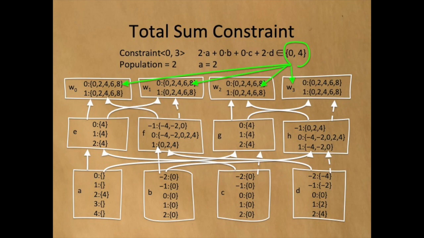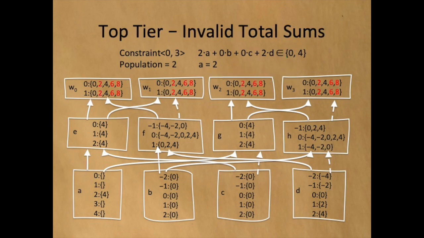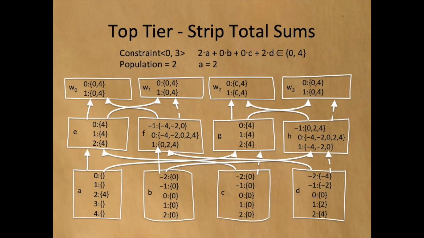Now we notice that the constraint equation requires that the total sum be in the set 0, 4, which means that W0, W1, W2, and W3 must have partial sums that are in the set 0, 4, which means that many values in those nodes are not valid. In particular, the partial sums 2, 6, and 8 are not in that set, so we will delete them. And this gives us the filled equation butterfly.